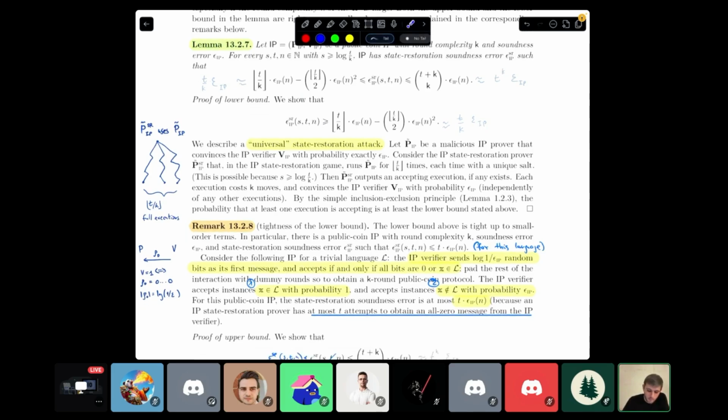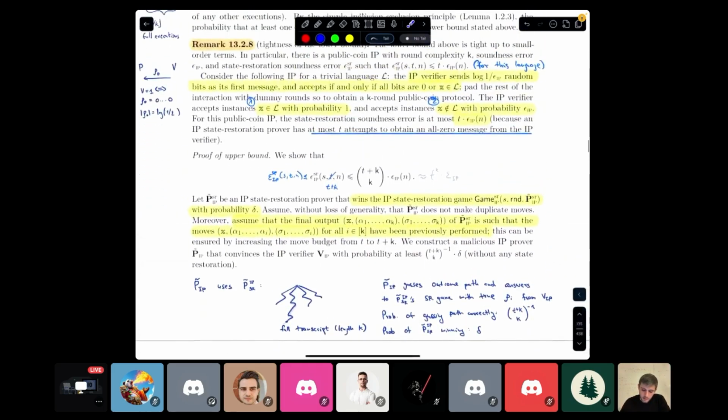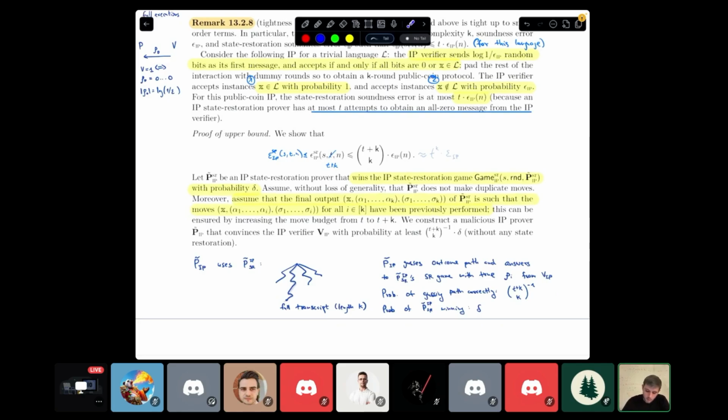Okay, so let me just repeat the idea. We are using the state restoration prover in order to prove something. We are going to use the IP prover to construct a strategy for the state restoration prover. And the upper bound, which shows that the state restoration soundness is upper bounded by t to the k times the original soundness, is doing something very similar, right? So we're going to construct an IP prover that uses the state restoration prover.